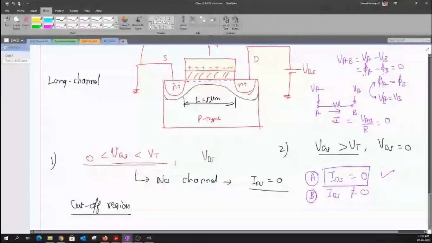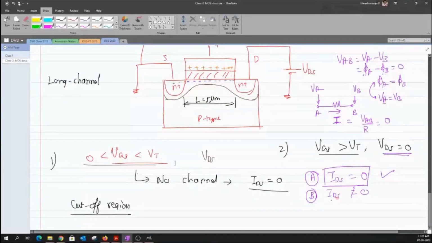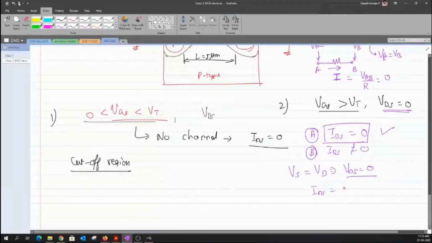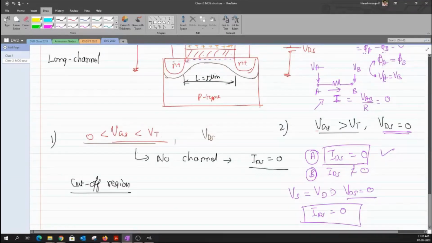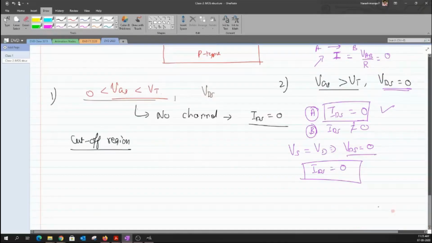Clear? Now in this case, the value of VDS is taken as 0. Whatever the source potential that I have, if it is exactly equal to my drain, then we will have a VDS equal to 0. Under such a condition, our current IDS would be equal to 0. It is just as simple as what we discussed with respect to a resistor with a voltage of VA and VB across it.